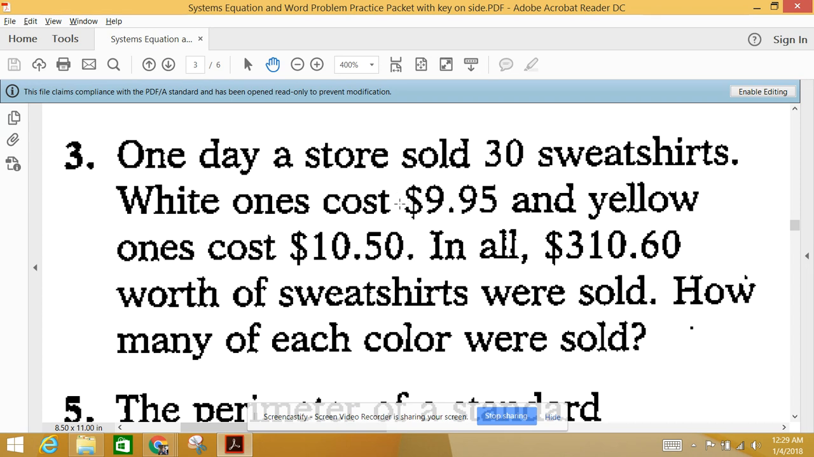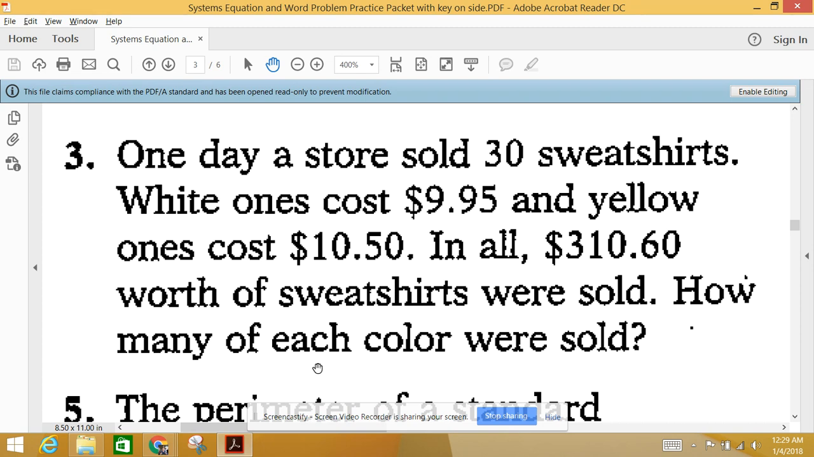Okay. Our next equation is a little more complicated. We're going to be dealing with the rates. And the rates in this case are the prices of the shirts. So we need to figure out a sum that makes the total cost of the shirts, the total worth of the sweatshirts that were sold. So we know that $310.60 were sold. We know each white shirt costs $9.95. So white shirts times $9.95 will be the total worth of the white shirts sold. And $10.50 times yellow shirts will be the total of the yellow shirts worth.